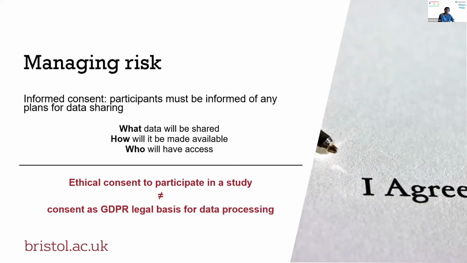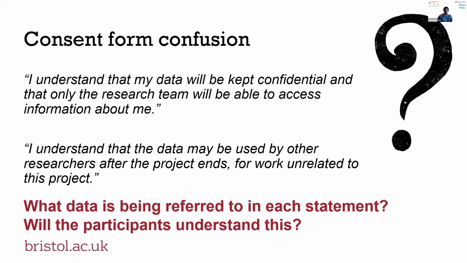As an example of ways in which consent can be a bit confused, here are two examples of clauses from the same consent form. Names have been redacted to protect the guilty. So in the first clause, you see data will be kept confidential. And in the second clause, data may be used by other researchers. Now, coming at it from a data management expertise perspective, it seems fairly evident that the first clause is referring to administrative data, names, contact details, that kind of thing. And the second clause is referring to possibly anonymised research data, the results of the study.